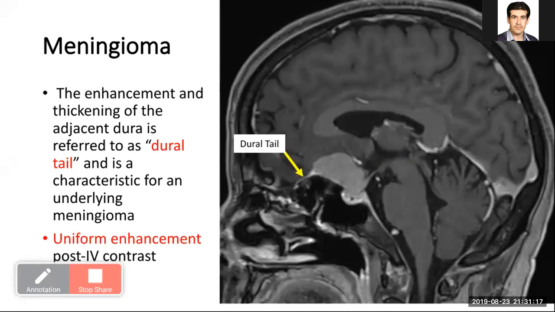The meningioma enhancement: the enhancement and thickening of the adjacent dura is referred to as dural tail, and is characteristic of an underlying meningioma. As I mentioned before, the enhancement is homogeneous.